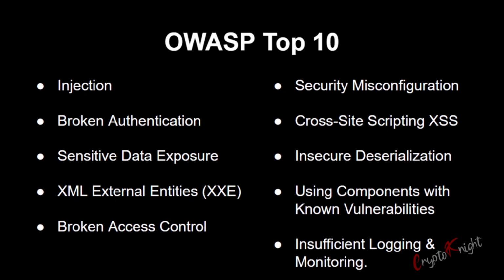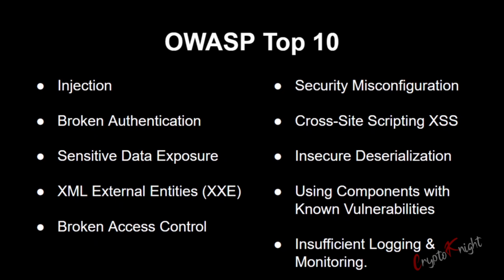Second category is broken authentication. Now it is fairly easy to understand from the name itself. Broken authentication means that you are able to bypass the authentication somehow. Authentication is basically the login mechanism of a website, and if you are able to bypass that, then that would be considered as broken authentication.